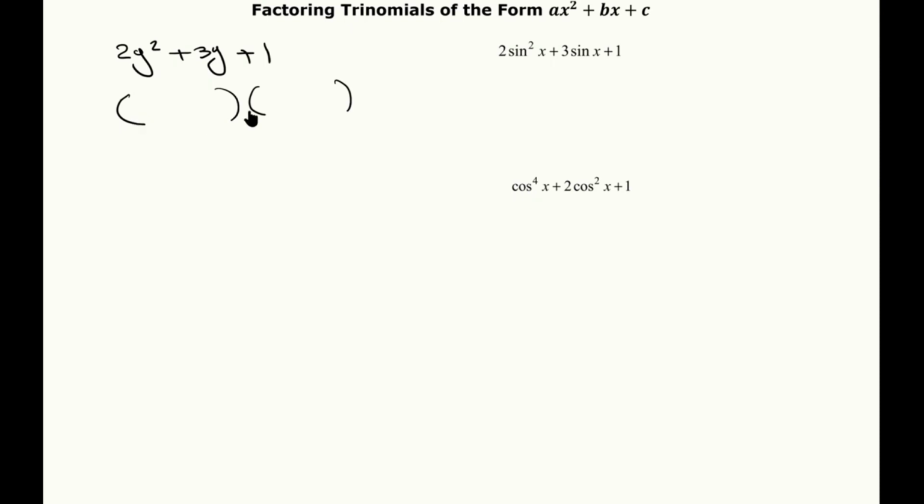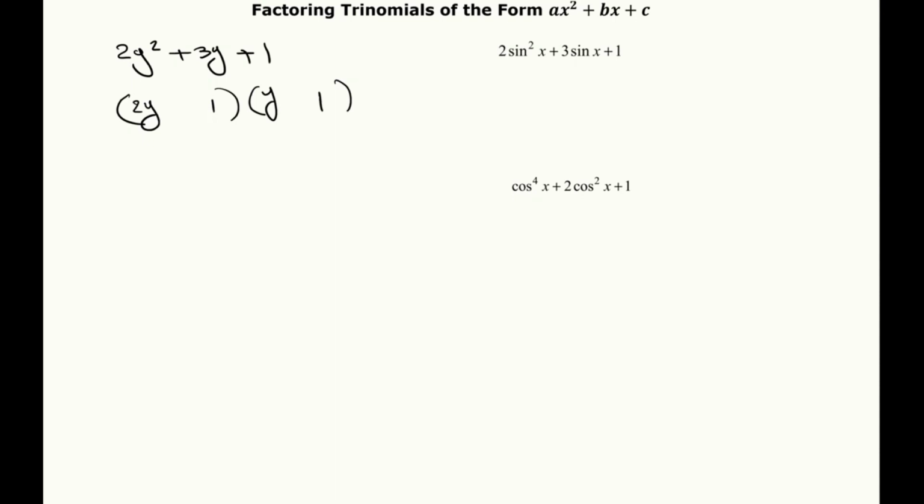So we want two expressions in the first spots that give us 2y squared. So we know that's going to be 2y and y. And here in the second spots, we want two expressions whose product is 1. So those are going to be simple, just 1 and 1.